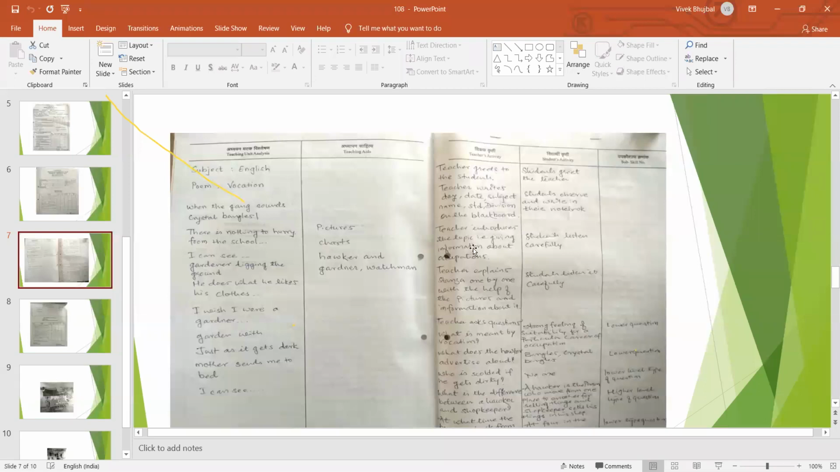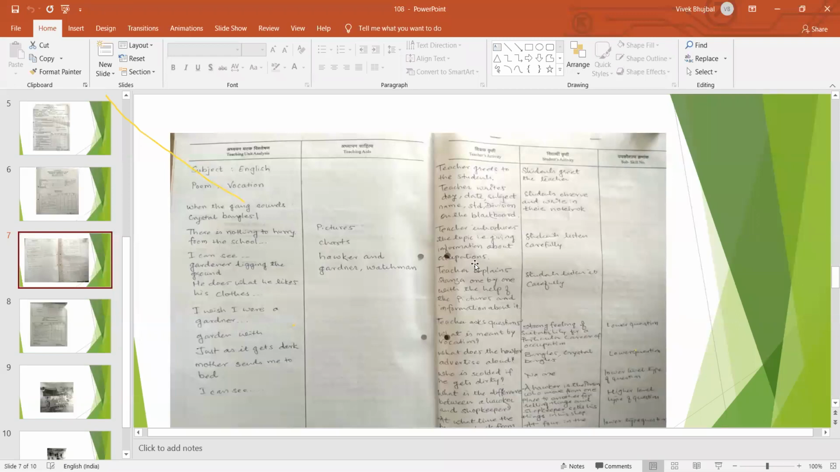Teacher introduces the topic, giving information about the occupation. So occupation is a job or profession or a trade. Vocation means work which suits you, which you like. I like to teach, so I am a teacher. So the poem is Vocation by Rabindranath Tagore.